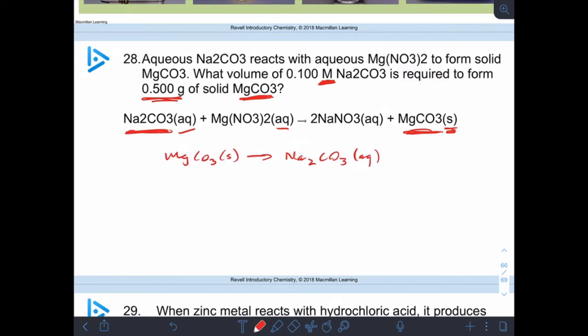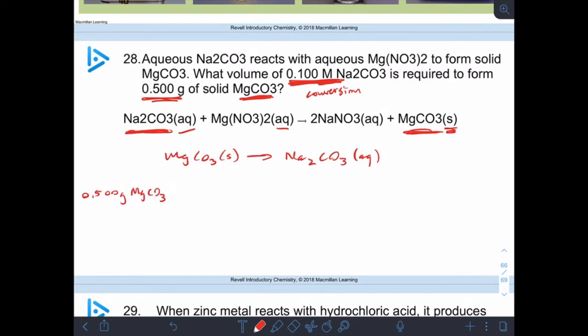Right. So first I have my given information. So I want to impress upon you this molarity. That's a conversion factor, not given information. Okay. Our given information is the 0.5 grams of magnesium carbonate. Okay. So we're going to start there. MgCO3.